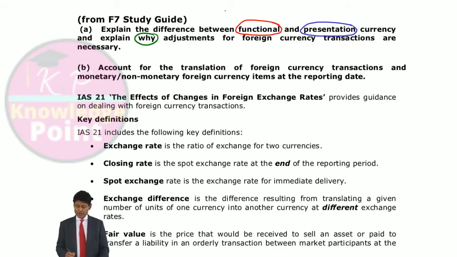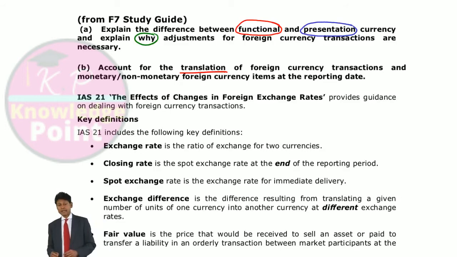Account for the translation of foreign currency transactions in monetary and non-monetary foreign currency items at the reporting date. As you'd imagine, monetary are things like cash, bank, receivables, payables, these are monetary. Whereas non-monetary are things like stock, inventory, property, plant, equipment, buildings, all that kind of thing, motor cars. So monetary includes, apart from the obvious, receivables and payables as well, don't forget.